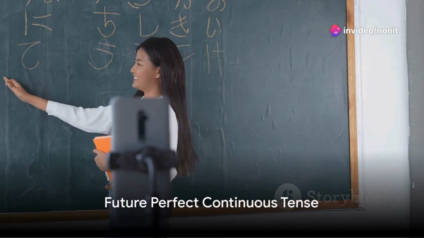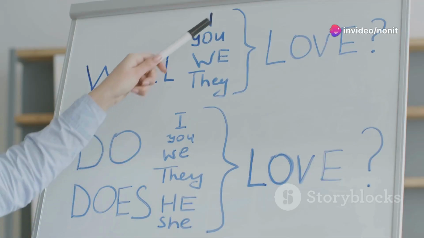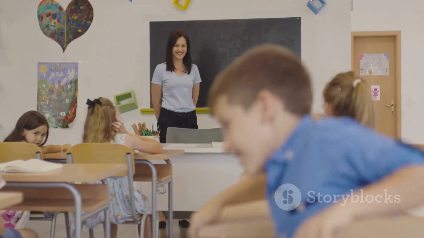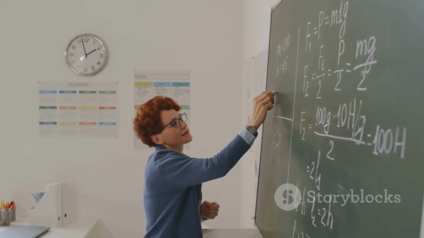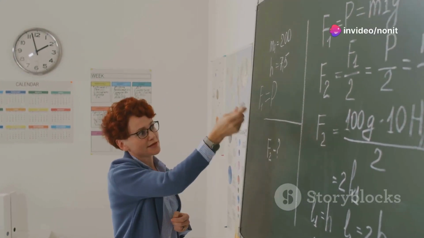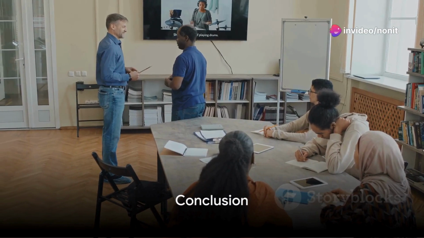And finally, we have the future perfect continuous tense. It's the subject will have been and the present participle of the verb, like she will have been eating apples. This tense emphasizes the duration of an action that will be ongoing before a certain time or another action in the future. And there you have it, the 12 tenses of English grammar in a nutshell.